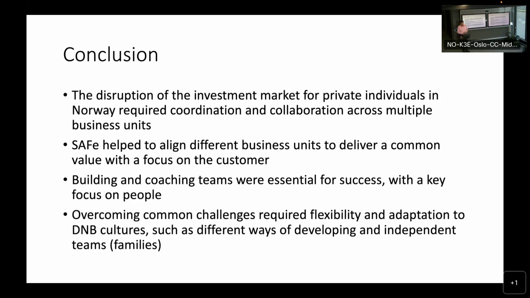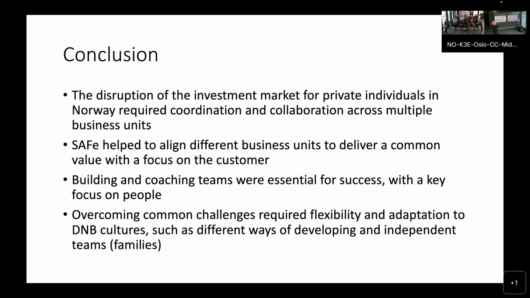So it's the conclusion. The disruption gave me the opportunity, and it was a collaboration across the multiple business units. Today, with the last reorganization of DNB, it's now one organization. Markets and asset management are together: if you buy stocks, it's the same unit as if you buy funds. It was two different units. The alignment I did through SAFe, and I had a director coming to my PI planning at the end. So I did all of the top coming, and they came.